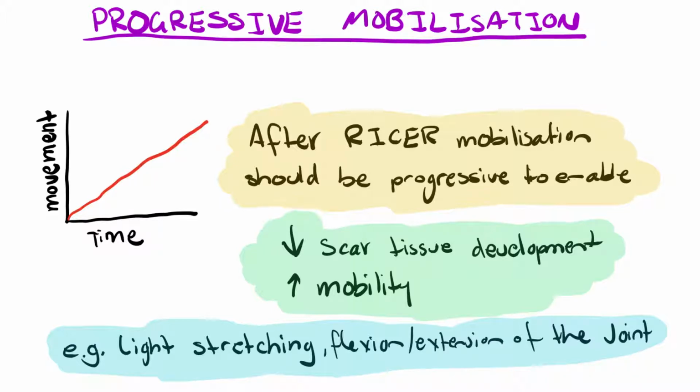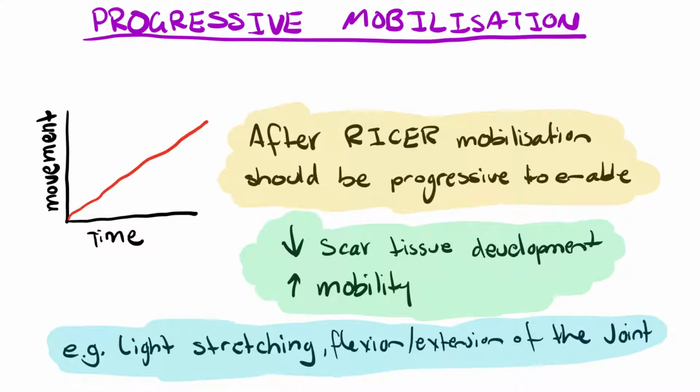And so when we have a look at this graph here, we know that over time we will slowly increase the movement. Obviously, what we don't want to see is lots of movement in a short amount of time, or no movement in a long amount of time. So just that steady increase, so progressive or gradual mobilisation. The reason for this is that it decreases scar tissue development and increases mobility. And so if we're slowly moving our body, we're slowly getting it back to fitness and back to its state before injury. An example of this would be some light stretching.